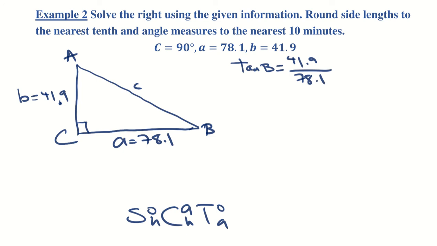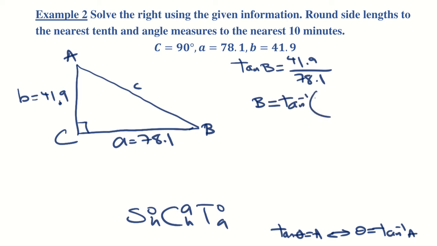Now, if the tangent is that, and we want to know the angle, we need to use the inverse tangent. Remember, tangent of theta equals A is equivalent to saying that theta is the inverse tangent of A. So B is going to be the inverse tangent of that fraction.